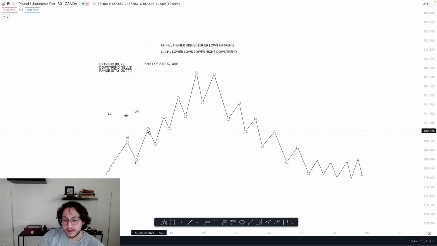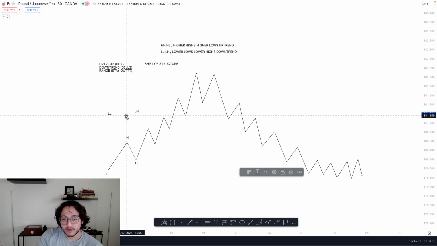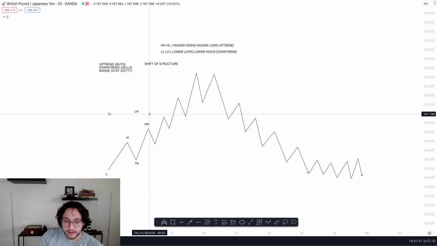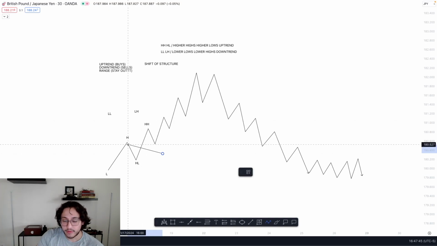What is this high going to be? Is it going to be a higher high or just stays as a high? This one over here is not going to be a higher high, for the same reason, because this high is higher than the previous high, right? So it's very easy, right?